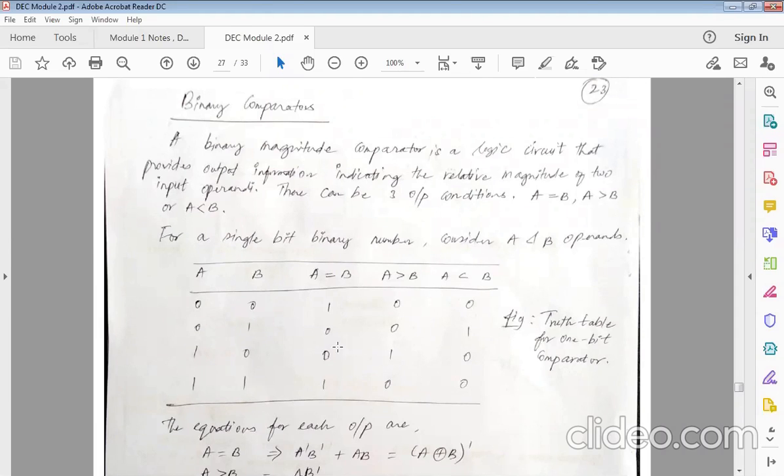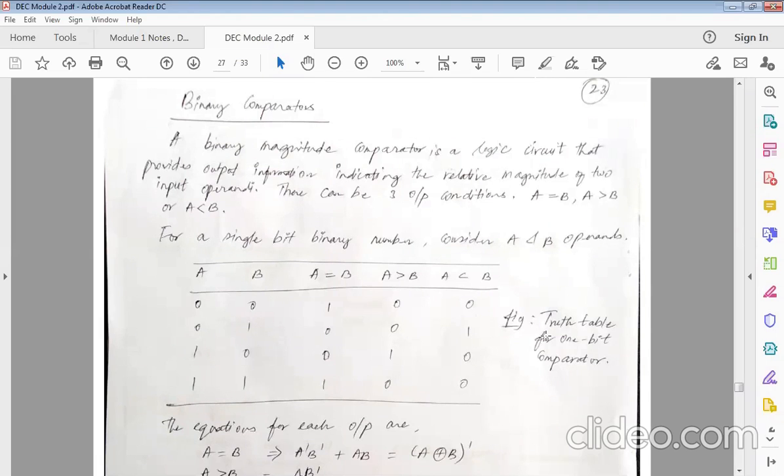So 0, 0. Similarly, now A is 0 and B is 1. Who is greater, A or B? B is greater, so I can say that A is less than B, and the other two outputs become 0. In the next case, A is higher than B because A is 1 and B is 0. So A greater than B will be high, and the other two will be 0. Next, for 1, 1 it is the same case as 0, 0. Here it is not worried about high or low value. It is only comparing whether A and B are the same or not.